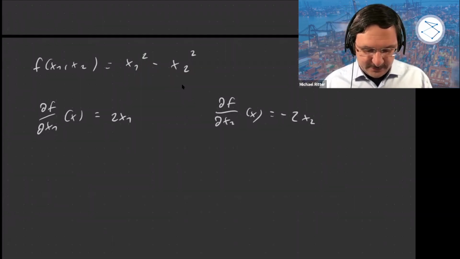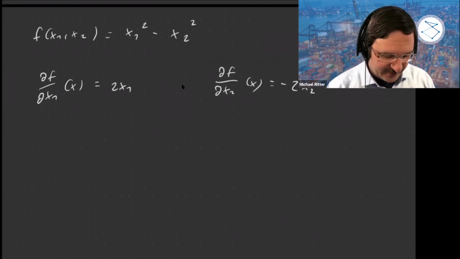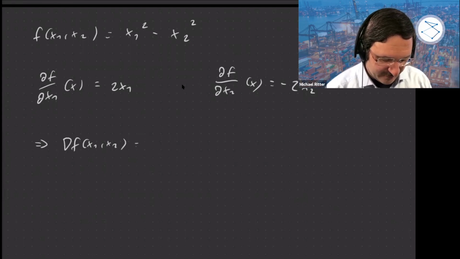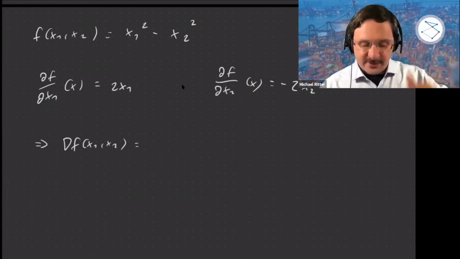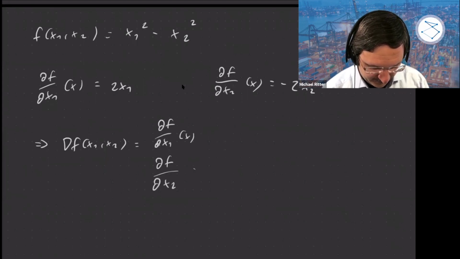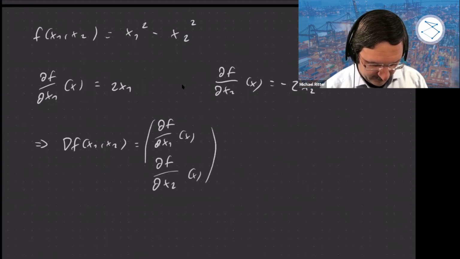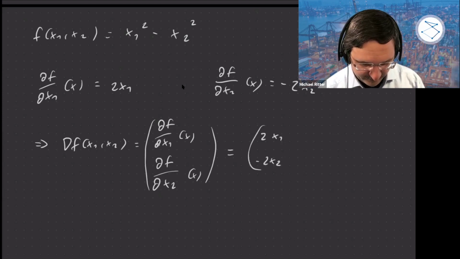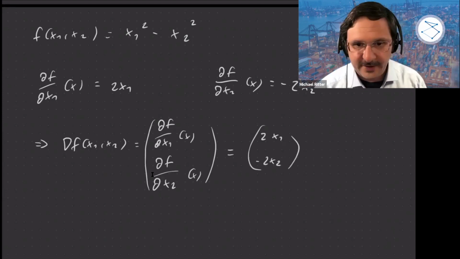So those first partial derivatives give you the gradient. Basically that's an abbreviation of the vector of all partial derivatives. So we have df dx1 and df dx2. And in that case, that is 2x1 and minus 2x2. So that's the gradient here.